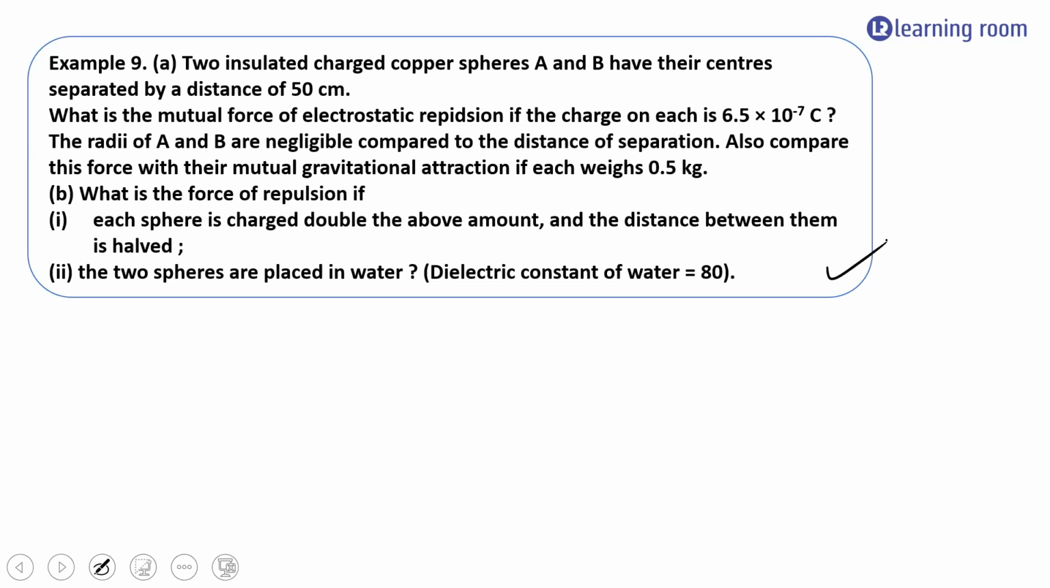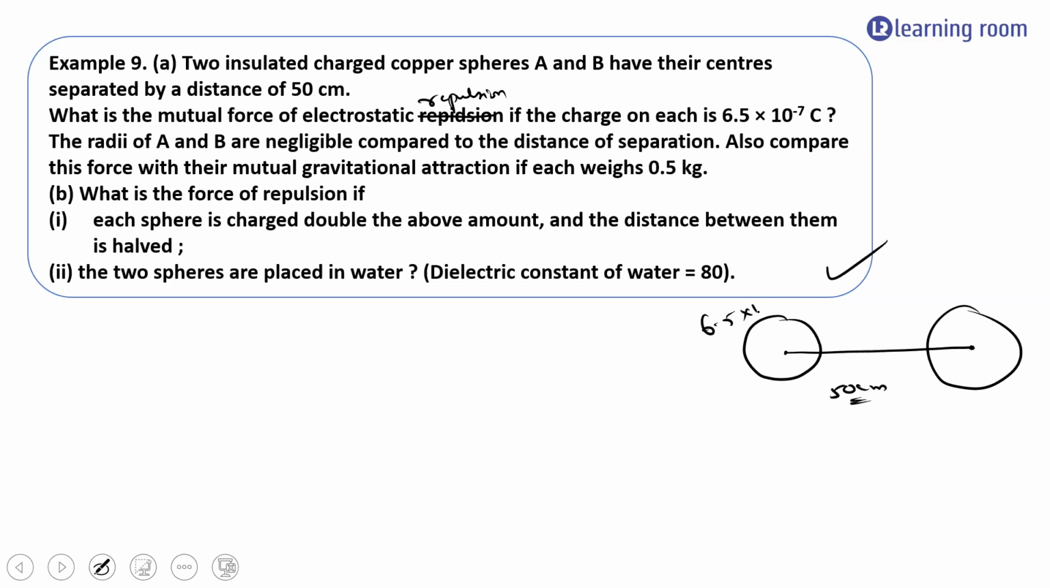So you have two insulated charged copper spheres A and B having their centers separated by a distance of 50 centimeters, right? So if I take one sphere and another sphere, the distance between them is 50 centimeters. What is the mutual force of electrostatic repulsion if the charge of 6.5 into 10 power minus 7 coulomb is given to either of the charges? The radii of A and B are negligible compared to the distance of separation. So what is the meaning of it?